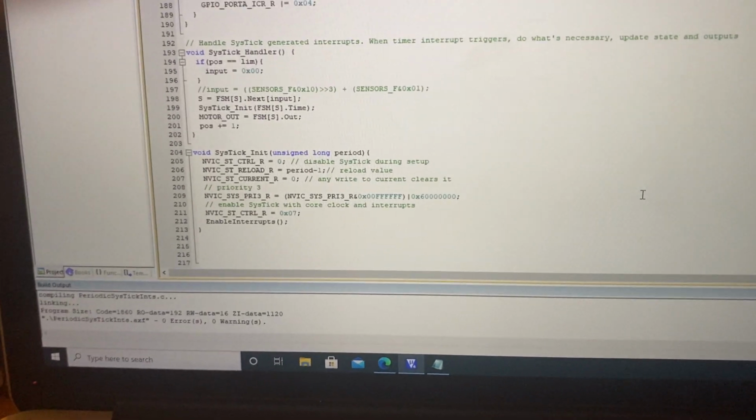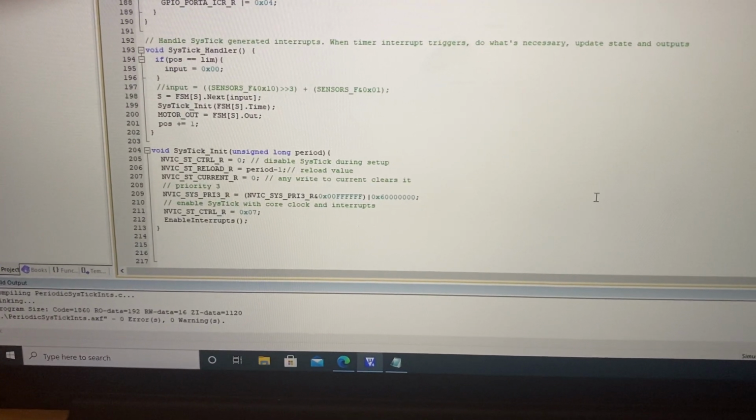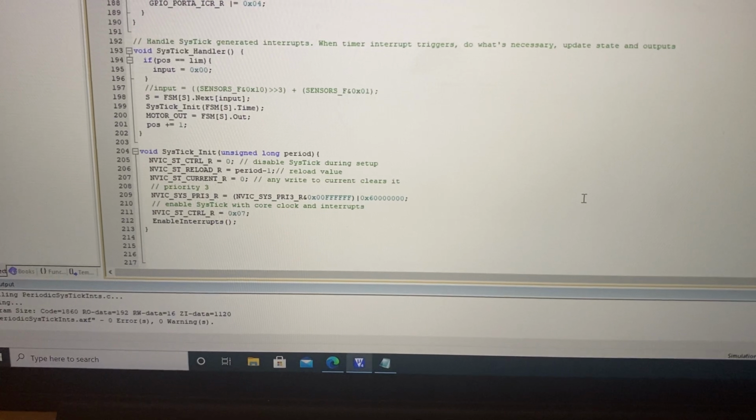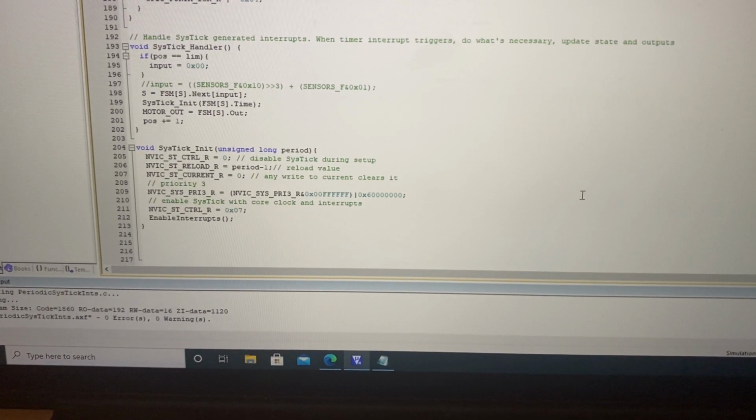And then if we continue going down, we have our SysTick init, which is essentially going to initialize this entire system clock. And we also make sure to set the priority to 3.